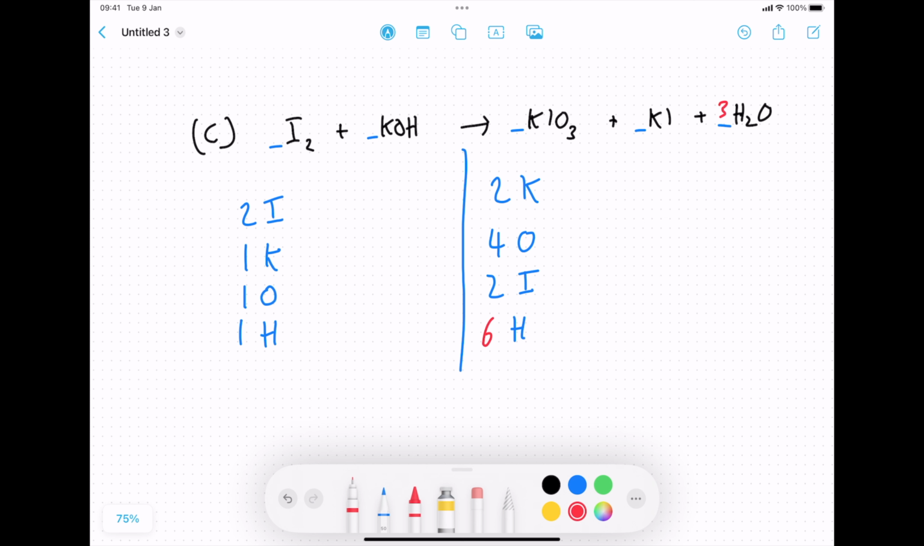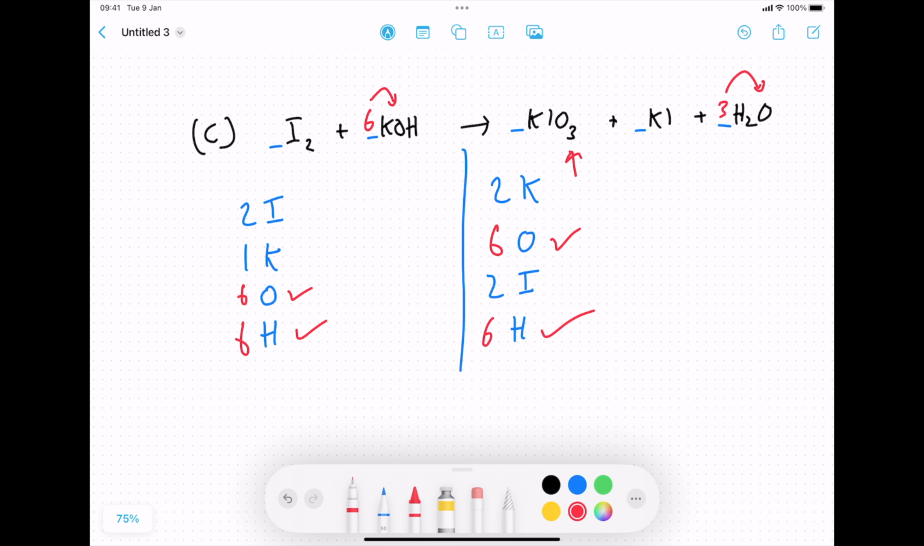And now we have 6 hydrogens on the right hand side. And now I have to do the same to the left to give this. And I can see that the hydrogens are balanced. Next, I will turn my attention to the oxygens. So on the right hand side, you can see I now have a total of 3 plus 3 makes a total of 6. And the left hand side also has 6. The oxygens are now balanced.